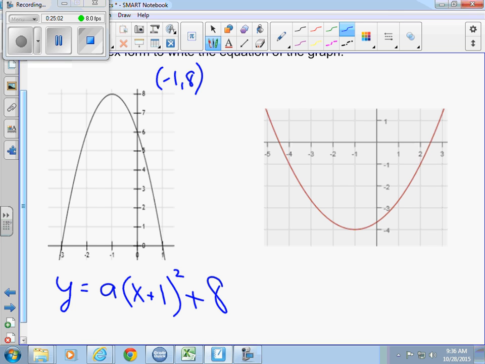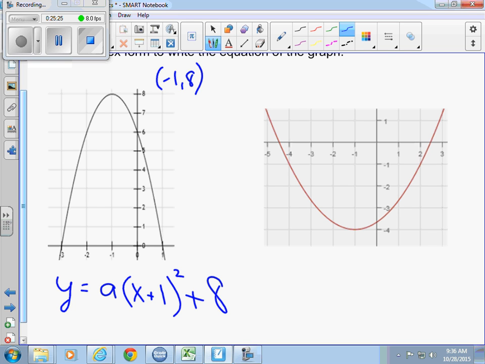Alright. What I don't know is A. This is the hard slide of the day. Still not horrible, but this is the hard slide of the day. I need to find A. And I don't know A. But what I do know is I can find another point on the parabola. Any other point. So you find one for me.